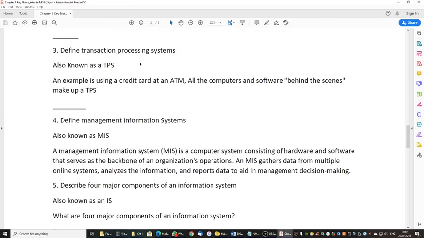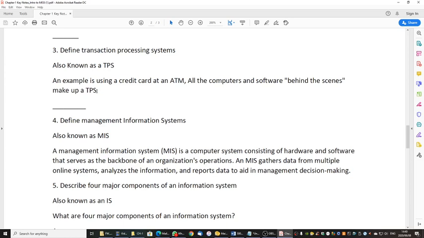Define transaction processing systems. These are also known as a TPS, so please be aware to learn the acronyms. We may ask you in an exam question or a test question just what is a TPS, or to define a TPS. We may not always say transaction processing systems. An example is using a credit card at an ATM, and all the computers, software, hardware, and people behind the scenes make up a transaction processing system.